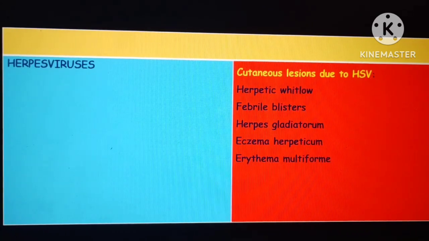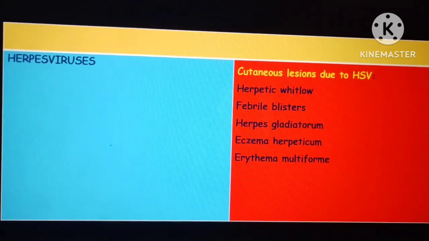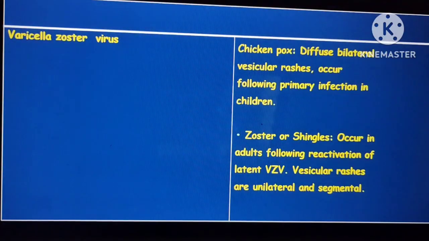Next, what about the cutaneous lesions? They are mainly herpetic whitlow, febrile blisters, herpes gladiatorum, eczema herpeticum, and erythema multiforme. Just remember the names, that is more than enough.